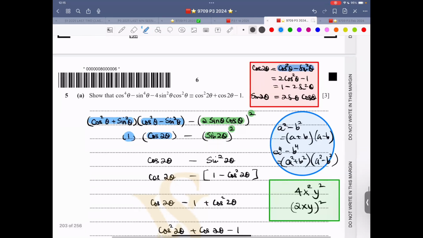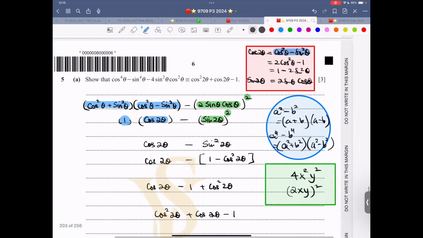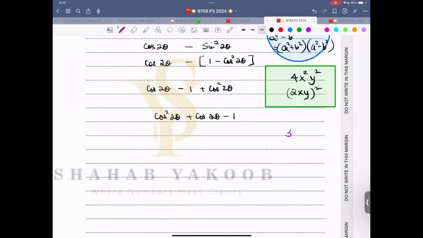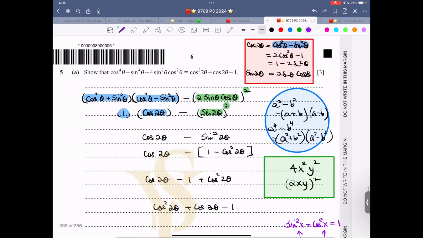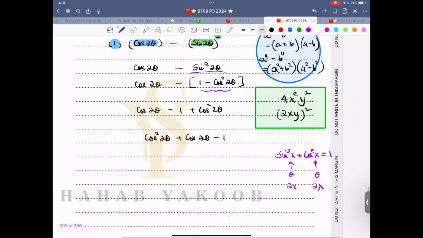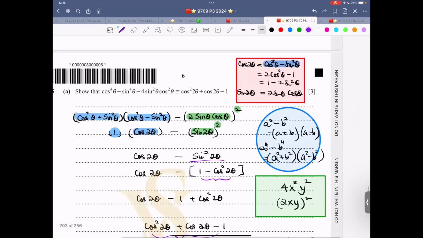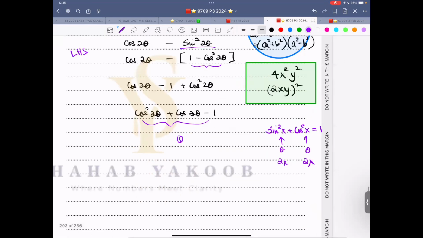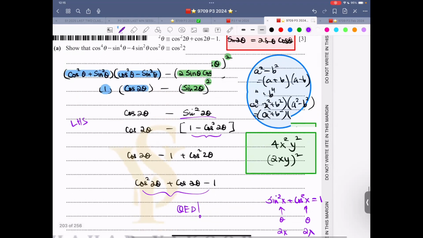So now this thing is done. Now the only thing that is left is that when we say sine square x plus cos square x equals 1, this can be written with theta, this can be written as 2x also. So sine square 2 theta is the same thing as 1 minus cos square 2 theta. And then we get this equation right over here. And we have proven it. So we started with the left-hand side and we have proven it to the right-hand side. How many marks is this? 4, I think. 3 marks.